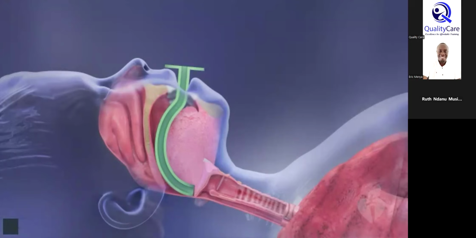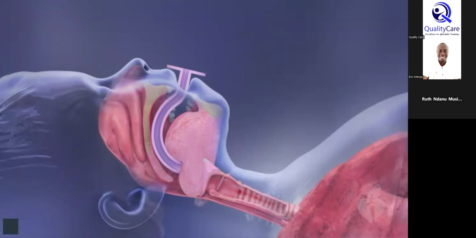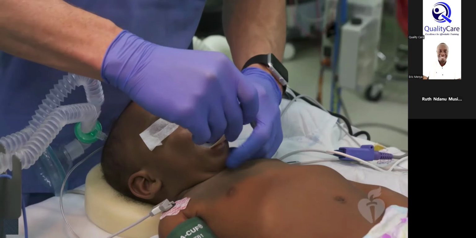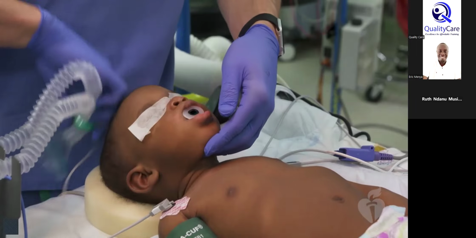If the device is too large, it may block the airway, and if it's too small, it can cause the tongue to obstruct the airway. One technique to facilitate insertion of the oral pharyngeal airway is to use a tongue blade to depress the tongue. The oral airway should not be used in conscious, responsive children. It'll likely cause a gag reflex and vomiting.